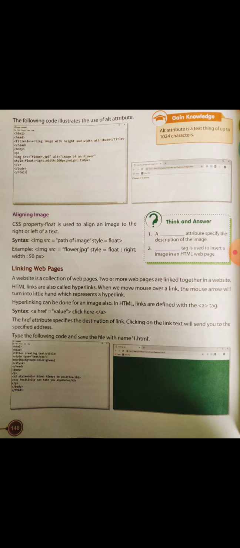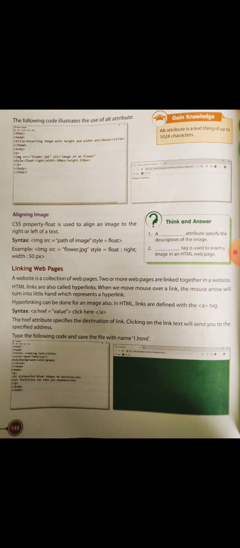A website is a collection of web pages. Two or more web pages are linked together in a website. HTML links are also called hyperlinks. When we move mouse over a link, the mouse arrow will turn into a little hand which represents a hyperlink.